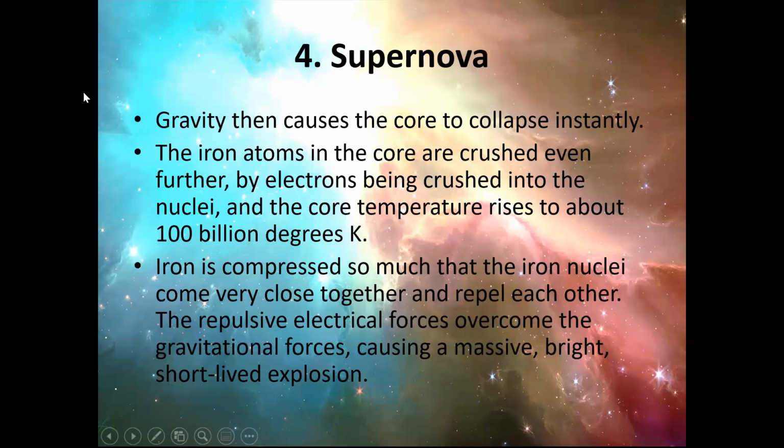Okay, supernova is the next thing. So gravity will then cause the core to collapse instantly. Remember, fusion is taking place of heavier elements in the core. In some cases that collapses instantly, and then the iron atoms in the core are crushed. When they are crushed, the temperature rises to very, very high degrees. So 100 billion degrees Kelvin.